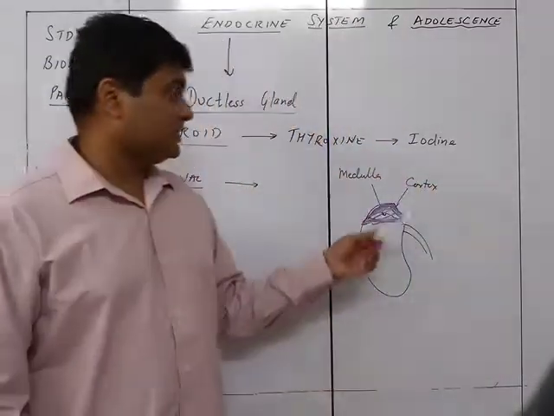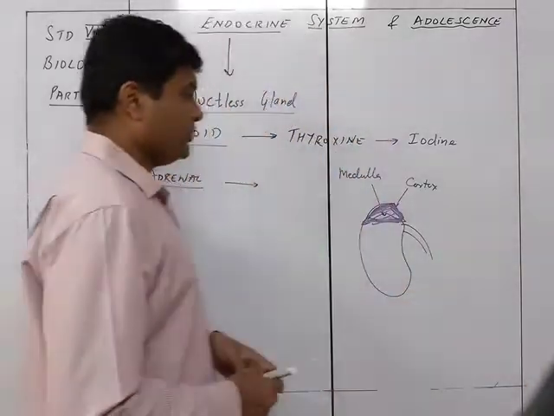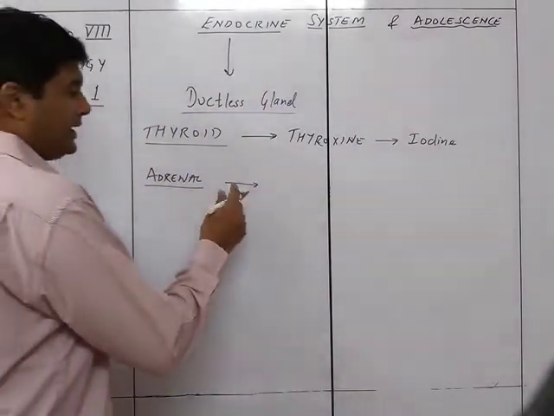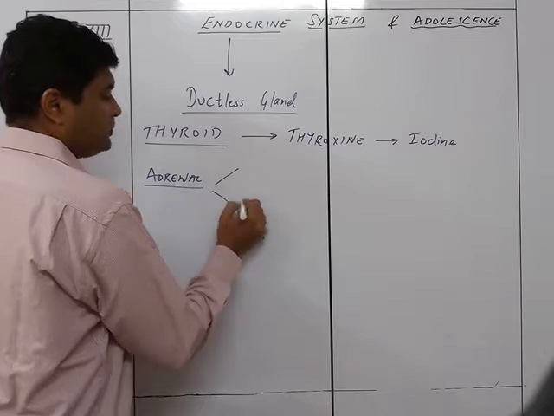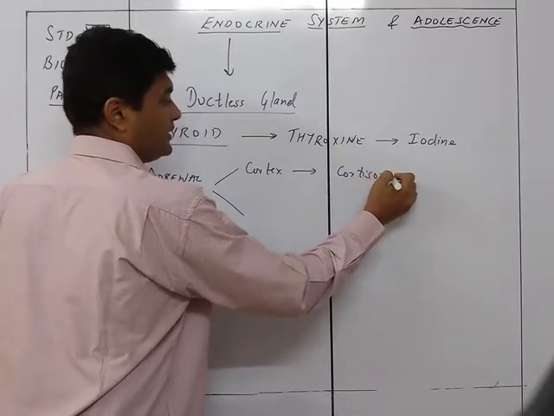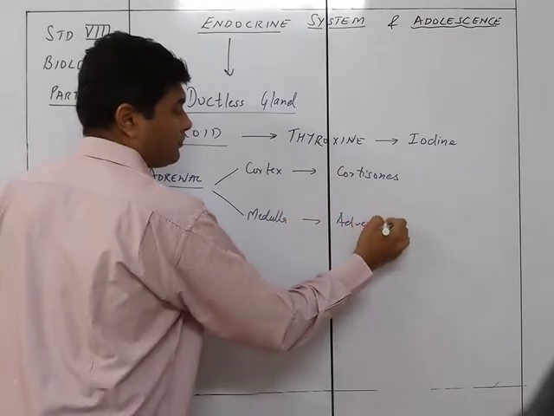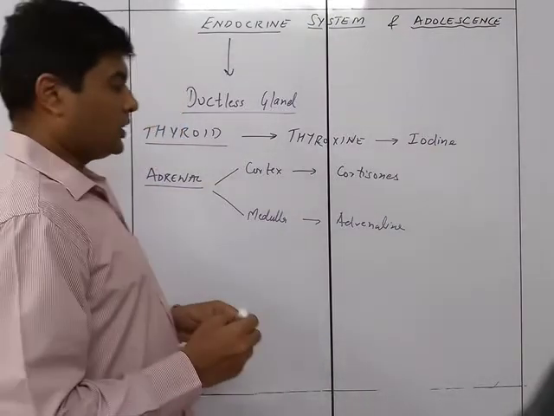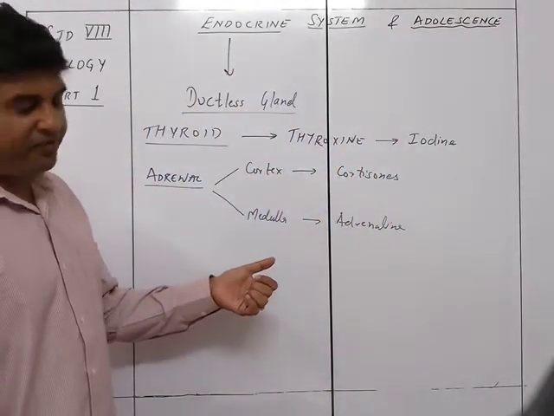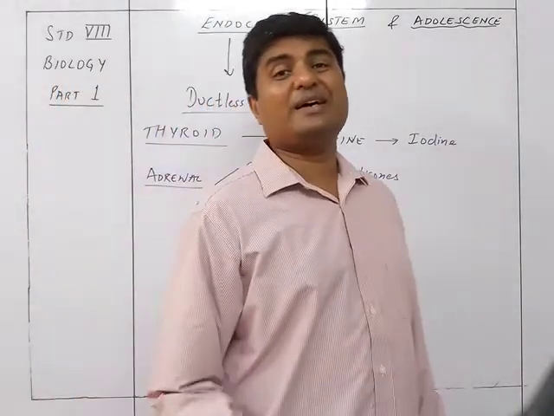The outer region is called the cortex, which produces the hormones called cortisols. Okay, the cortex produces cortisol. So I'll just write it this way: the adrenal gland is divided into two parts. The first part is the cortex, which produces cortisols, and the medulla is the one which produces adrenaline, also called epinephrine, or the emergency hormone. So this adrenaline is also called the emergency hormone.